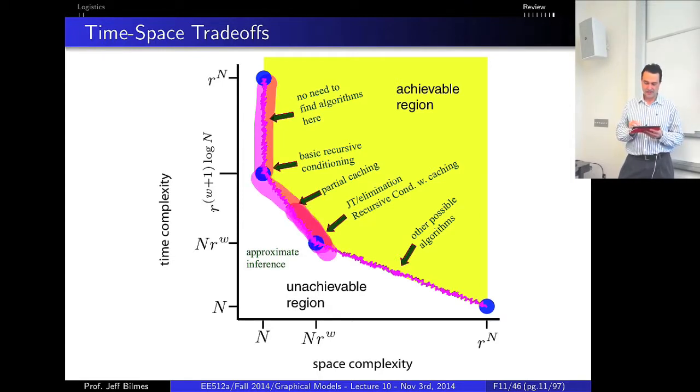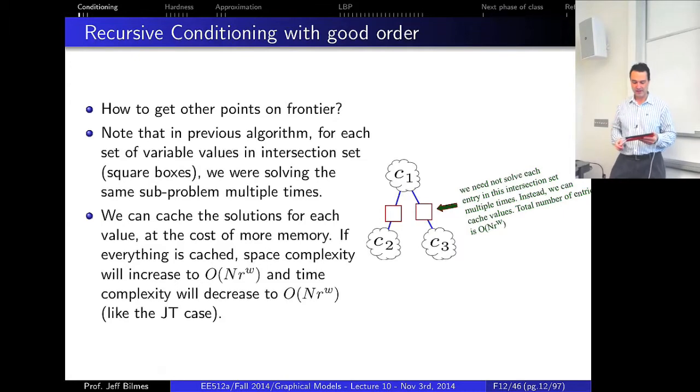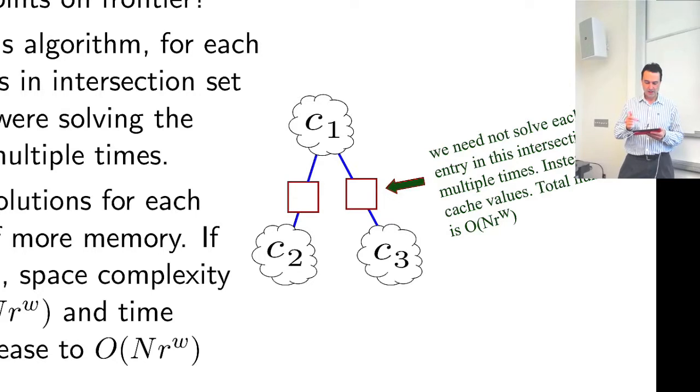There is a way. There's a whole class of algorithms that can sort of almost smoothly go between the basic recursive conditioning point and the junction tree point. And we don't have time to talk about them in detail, but here's roughly how they work. And let's just look at this tree for a minute. So let's say that we've got C1, C2, and C3. And let's say that this is A, B, C.